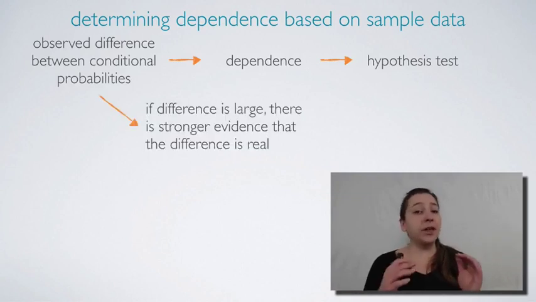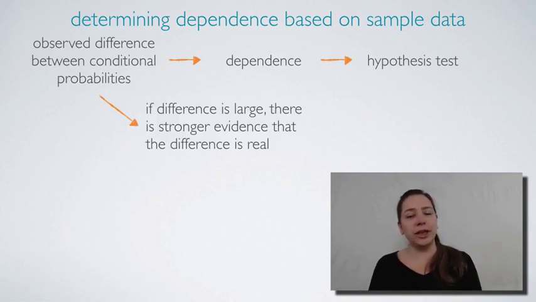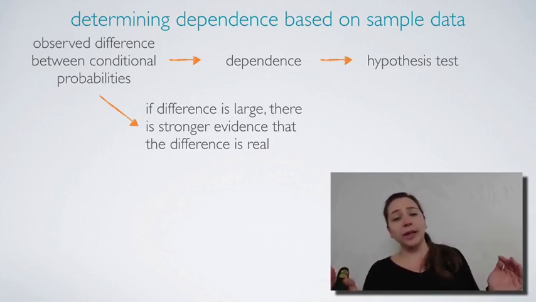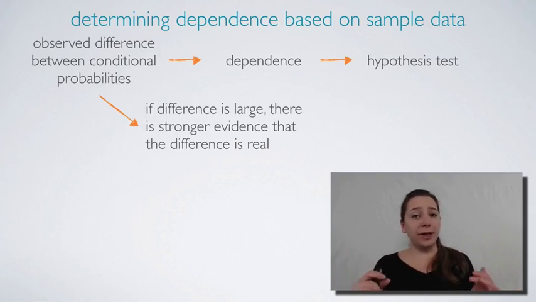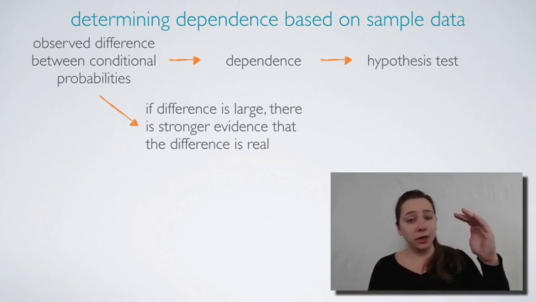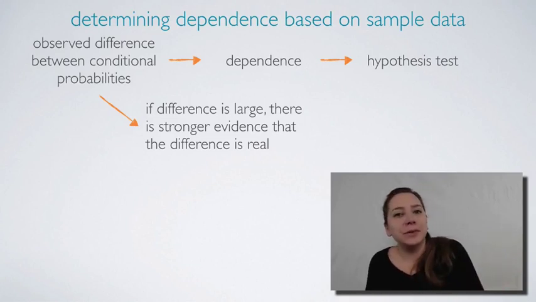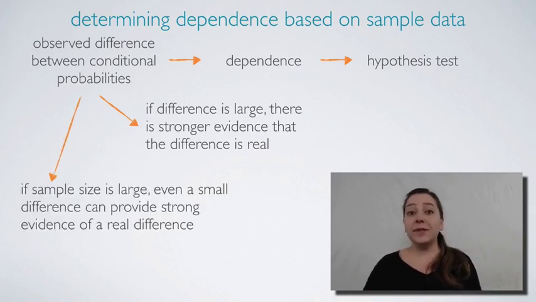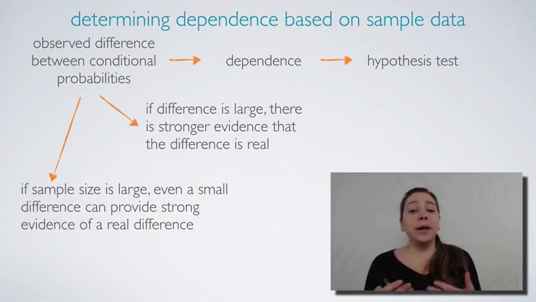For example, if the observed differences between the conditional probabilities, this is kind of like the probabilities we were just looking at, probability that guns protect citizens given that somebody's white versus given that they're black versus given that they're Hispanic, if these conditional probabilities vary greatly, in other words, the differences are large, then there is stronger evidence that the difference is real, that we would see something similar to that had we had data from the entire population as well. On the other hand, if the sample size is large, even small differences in conditional probabilities might provide strong evidence of a real difference.